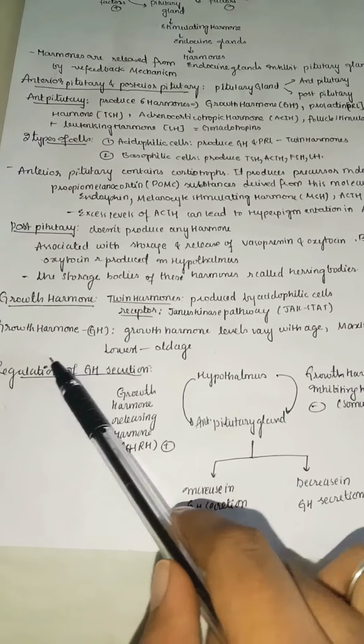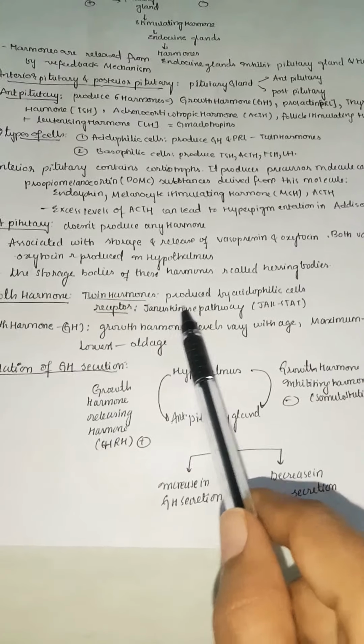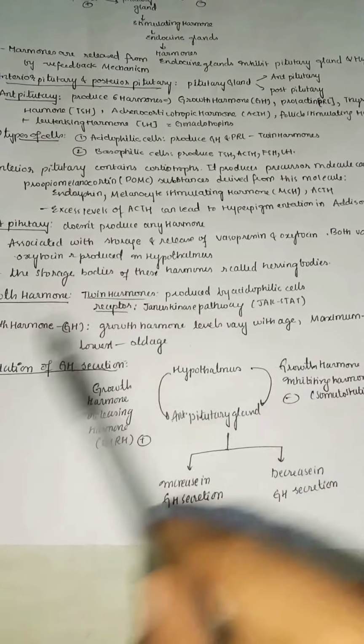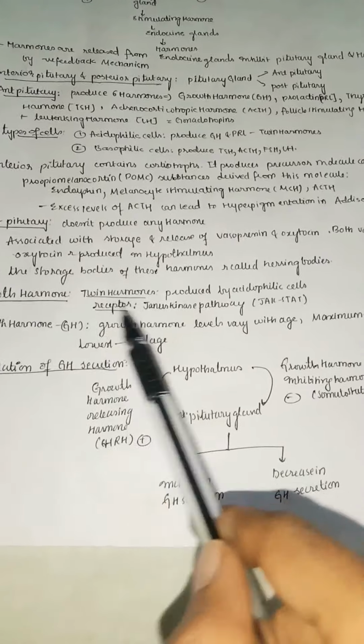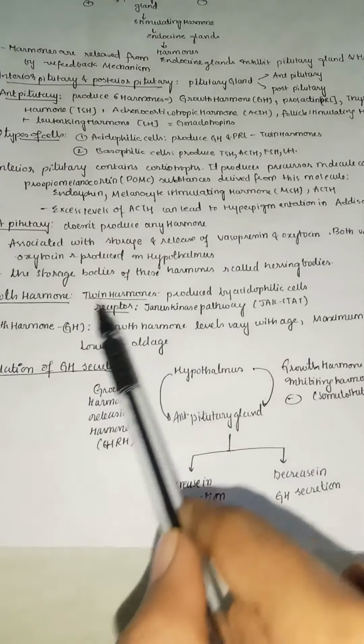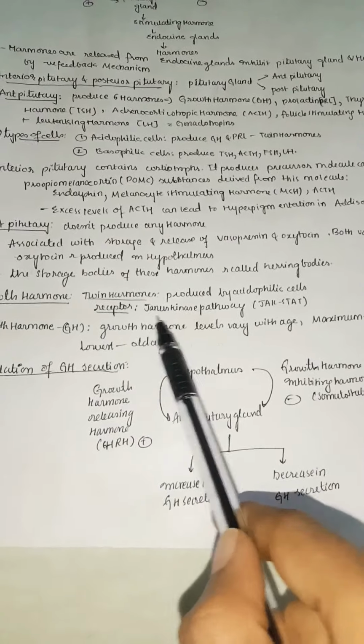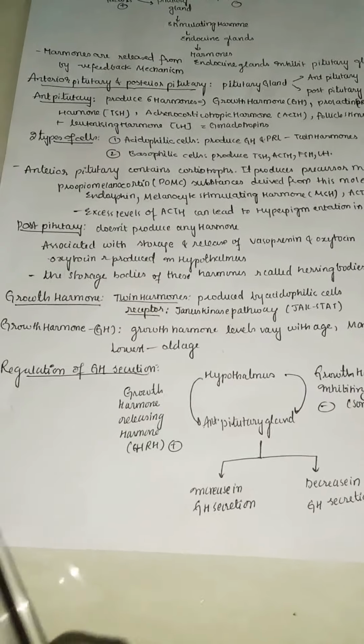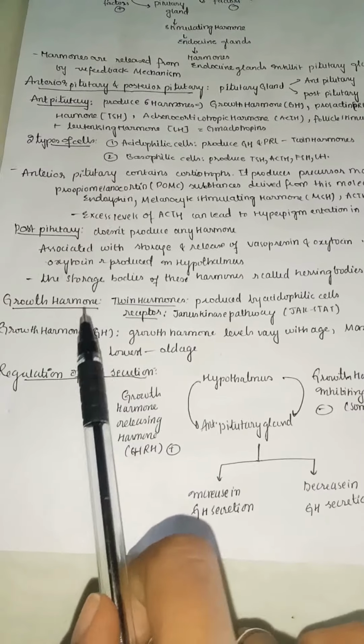Growth hormone is one of the twin hormones, and it is produced by acidophilic cells. That we also know, because both twin hormones are produced from acidophilic cells. And remember, both these twin hormones have a common receptor, the Janus kinase pathway, also called JAK-STAT receptors. So especially, let us talk about growth hormone.